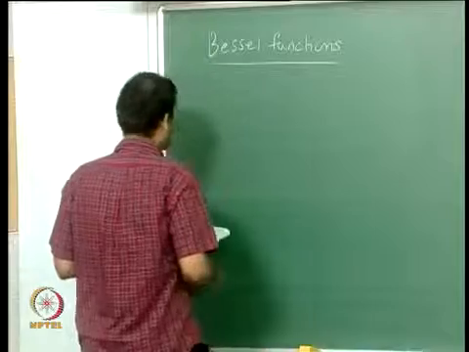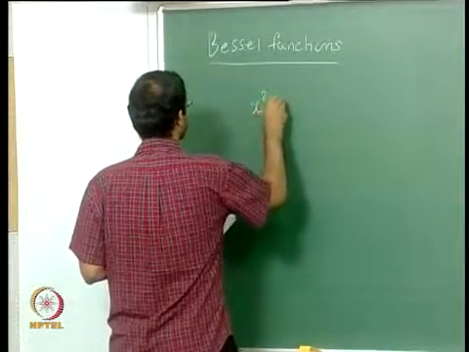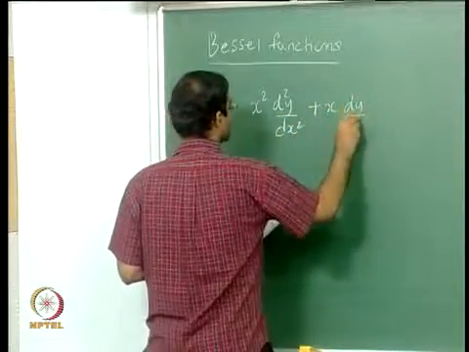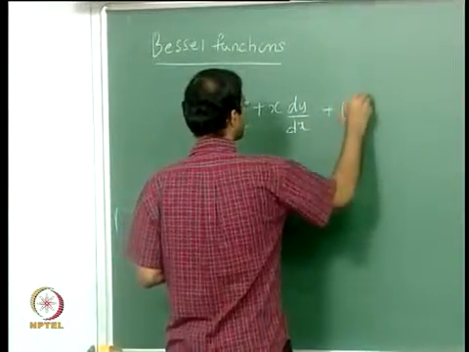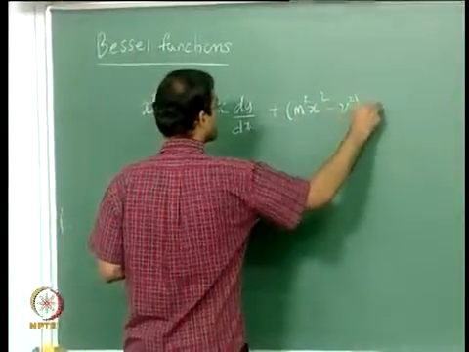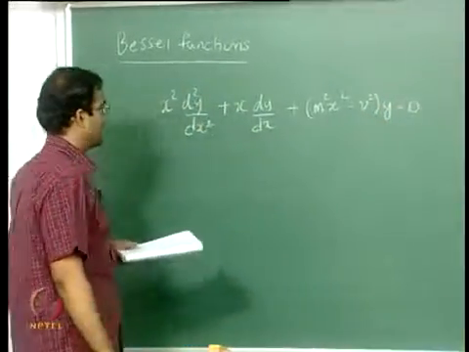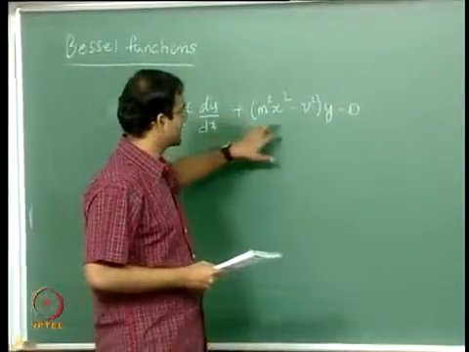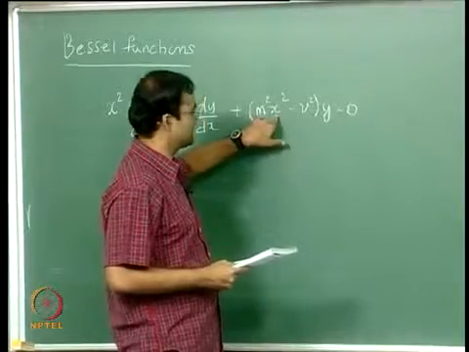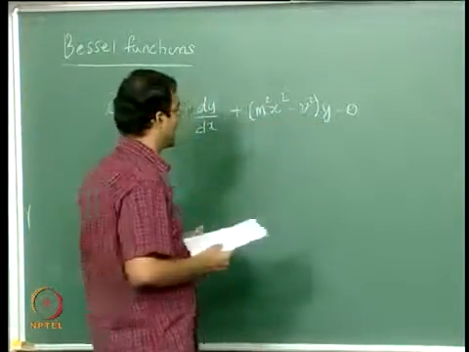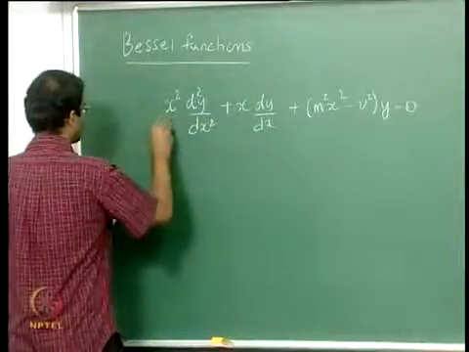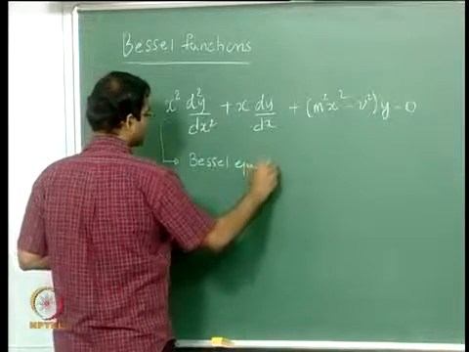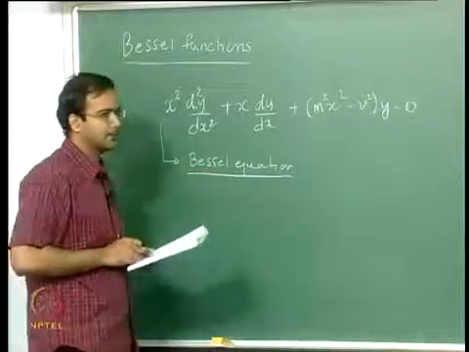Now if you have any second order linear differential equation of this particular form, the form that I have written here. So you have x square d square y by dx square plus x dy by dx plus this coefficient. Now this coefficient is a function of x here, times y equal to 0. So this functional form of this equation is referred to as the Bessel equation after the German mathematician Bessel.